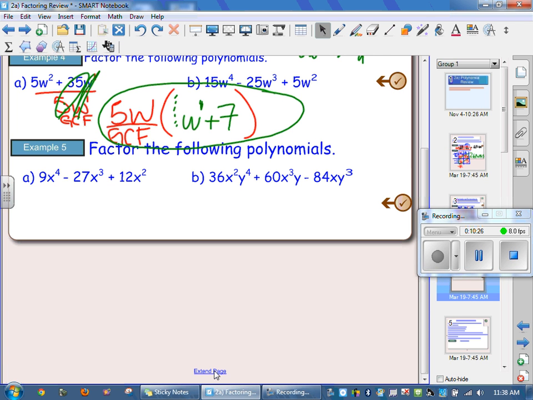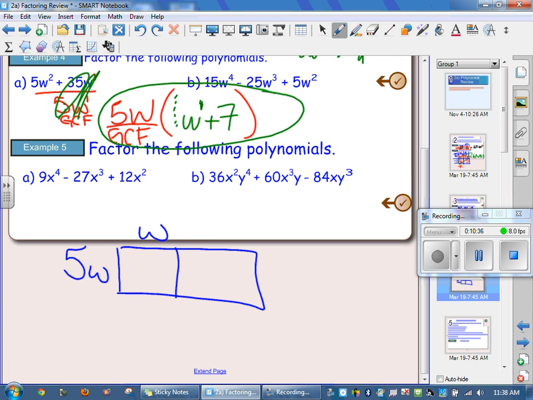So if I put my answer, 5W and W plus 7, into an area box, it'll look like this. I took out a 5W, and W plus 7 goes over here. Now you multiply it out. 5W squared, 35W. Is that what I started with? Yes, it is. So you did it right. So it's a back and forth opposite function. You can always check your work by putting it back into an area diagram. All right, let's take a look at B.